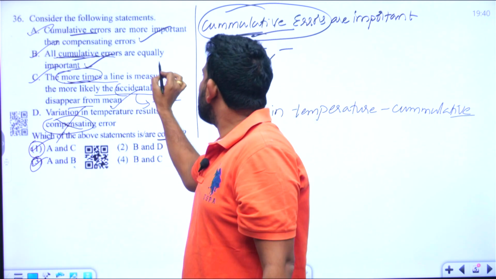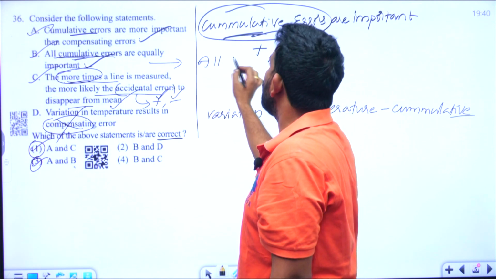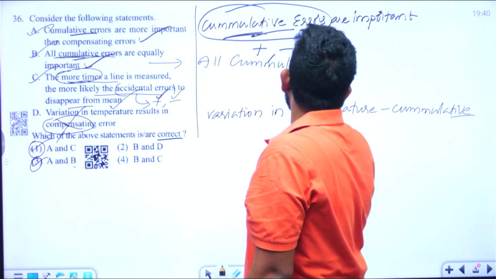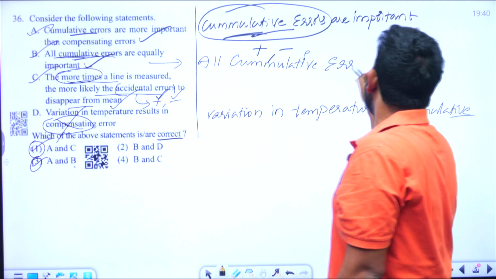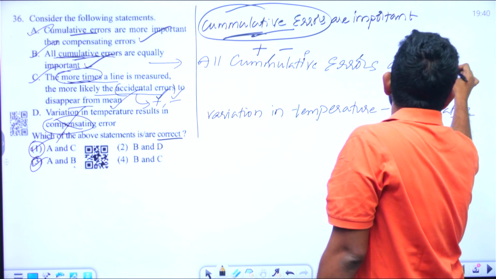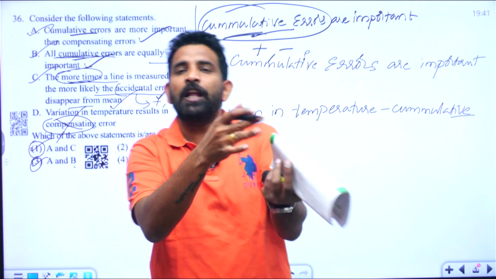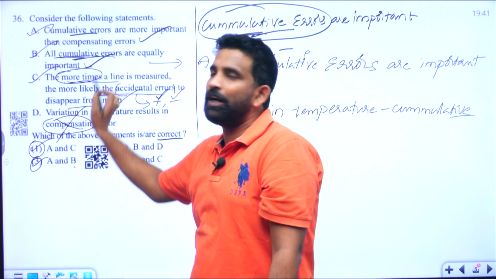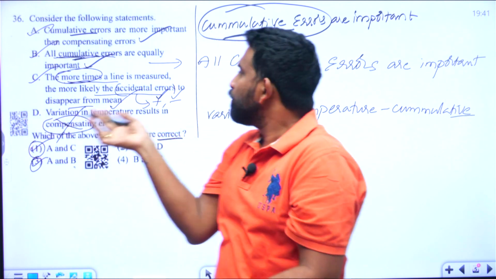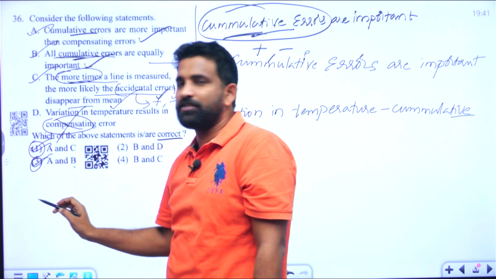If you try to be more clear with this statement, I would write: all cumulative errors are important. I would make the statement like that, but I can't say they are equally important, because there might be different types of systematic errors, different types of cumulative errors, and different types of cumulative errors yield different results. So that might be a question here. That means the option might be between 1 and 3. We have to discuss it more in detail.